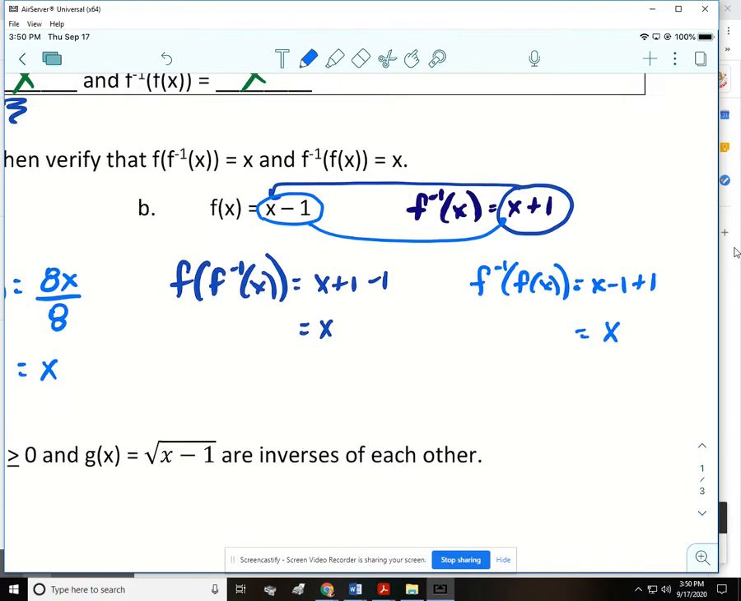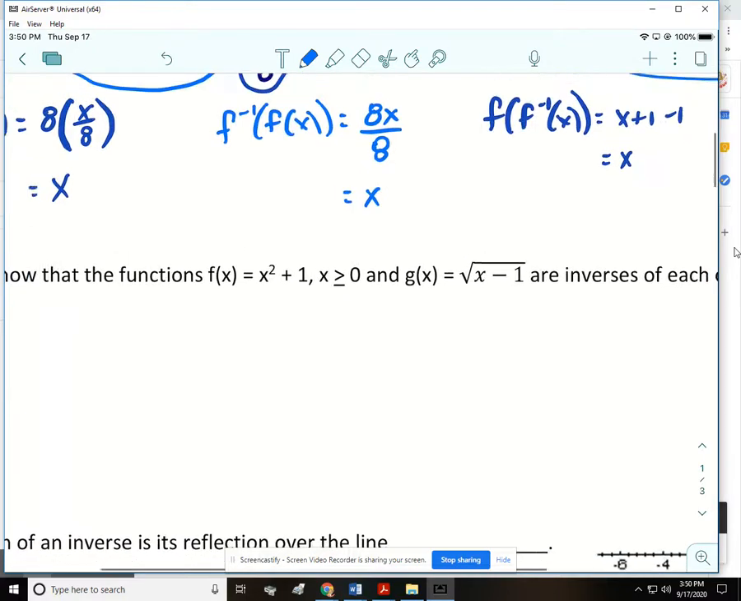All right, now example 2, definitely more complicated problems.